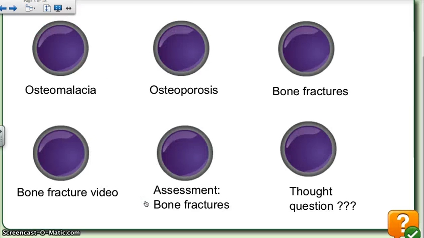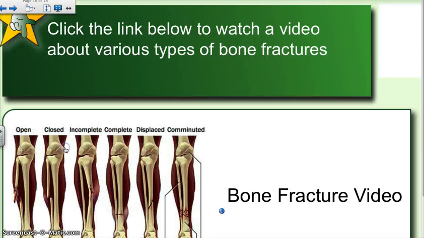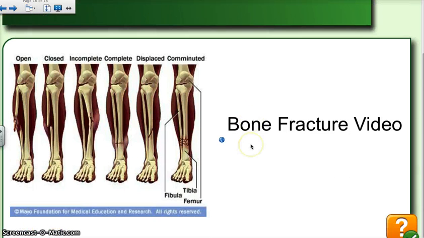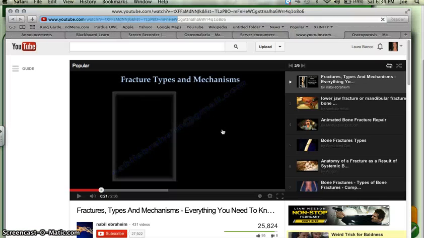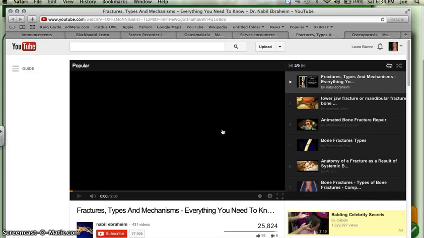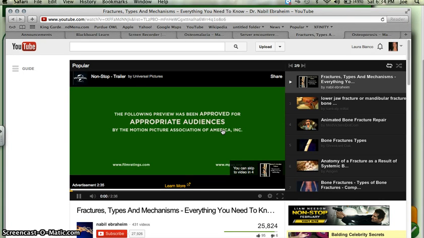And then once we've reviewed that, they can look at a diagram, which gives them a visual representation of each of the major types of fractures. And then finally, they can view a video through YouTube, which describes bone fractures.